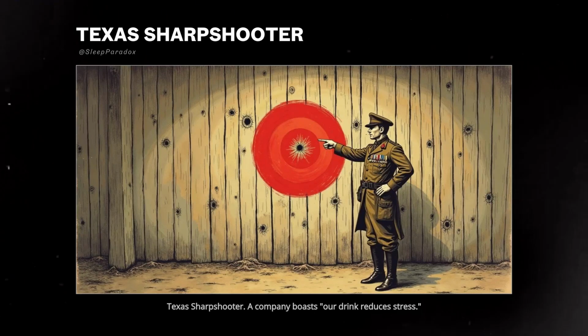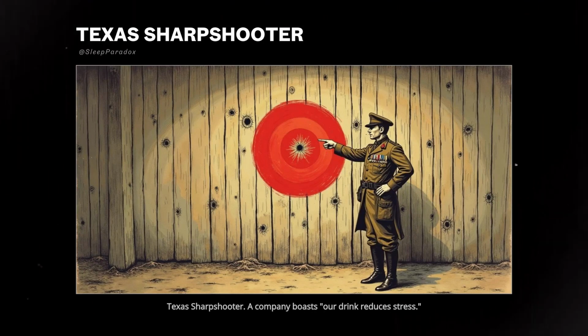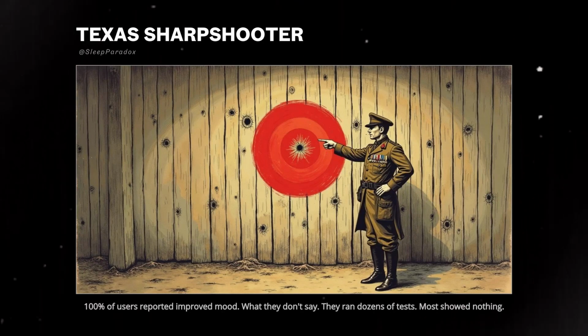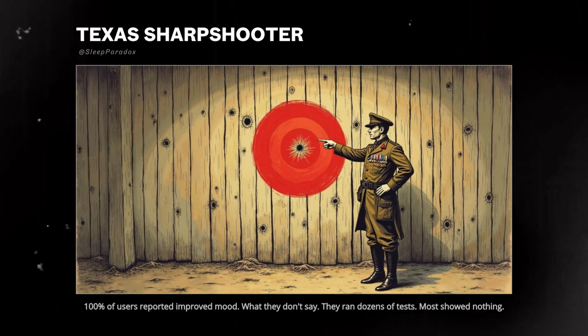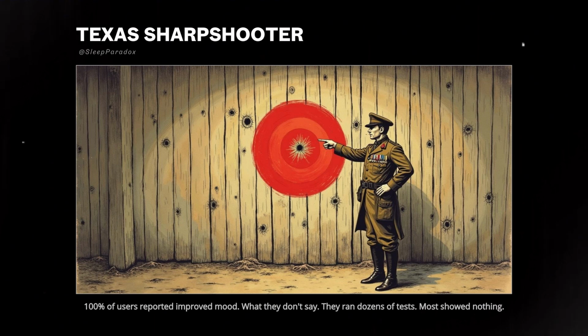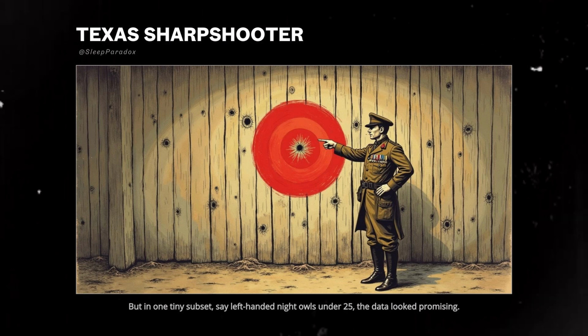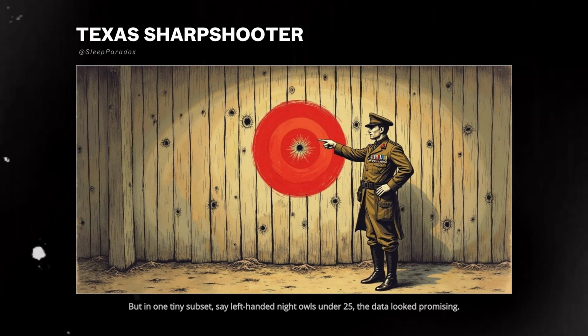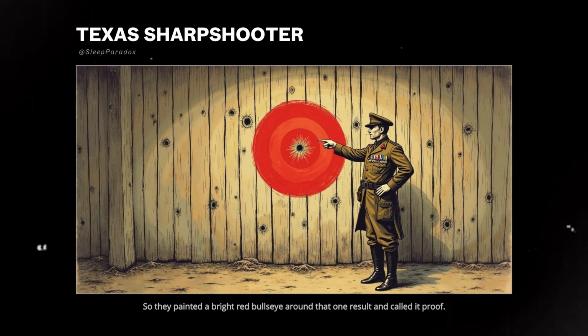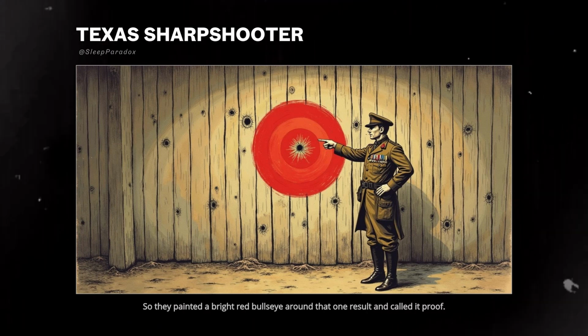Texas Sharpshooter. A company boasts, "Our drink reduces stress." 100% of users reported improved mood. What they don't say, they ran dozens of tests. Most showed nothing. But in one tiny subset, say left-handed night owls under 25, the data looked promising. So they painted a bright red bullseye around that one result and called it proof.